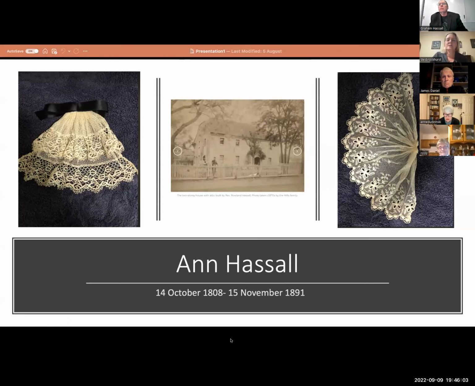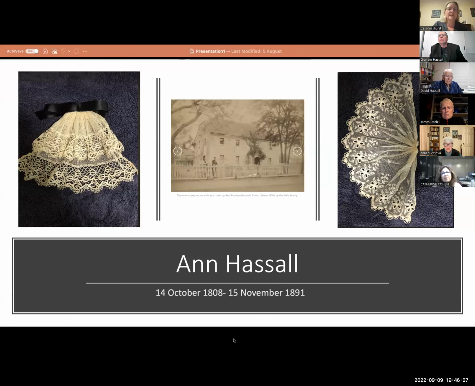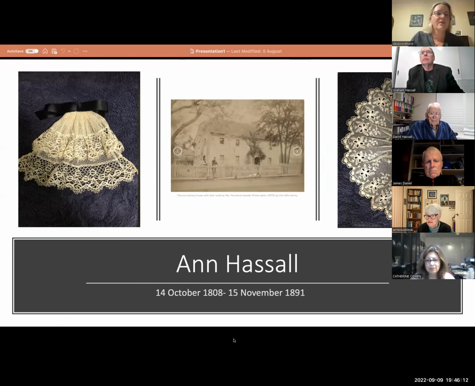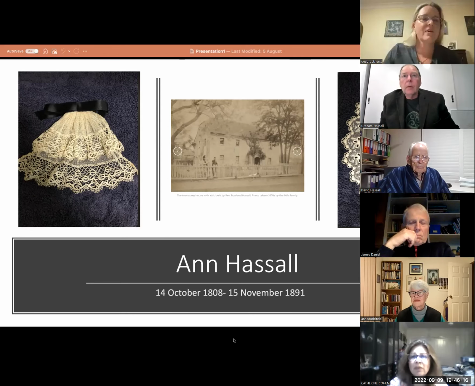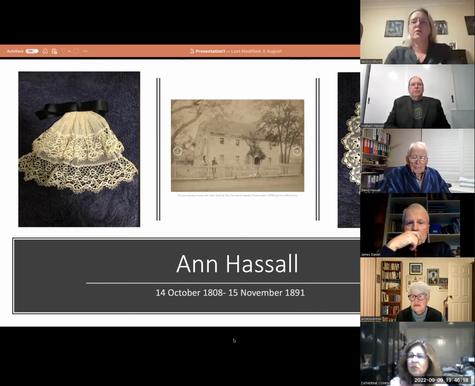So just the beginning slide here, I've got a piece of lace there that you'll see. These pieces of lace are actually in my possession and are just known as the Hassall lace. So I believe they came from Anne's mother, Elizabeth. I'm not sure.